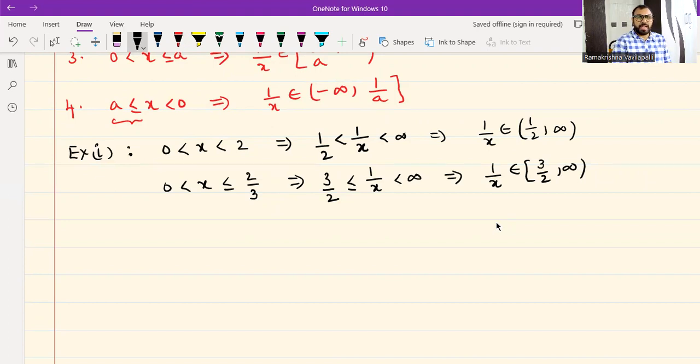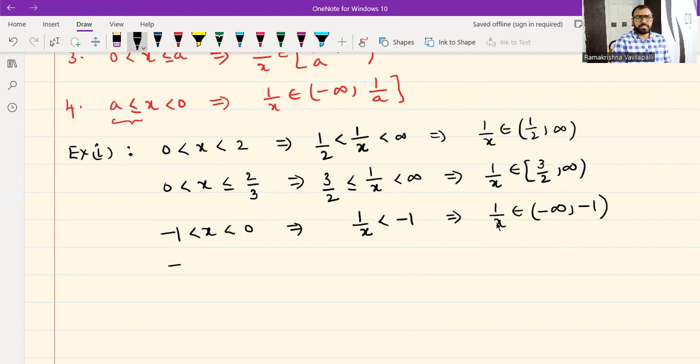If we take negative values, let us take minus 1 less than x less than 0. Then 1 by x is less than minus 1. So therefore 1 by x belongs to minus infinity to minus 1, open.